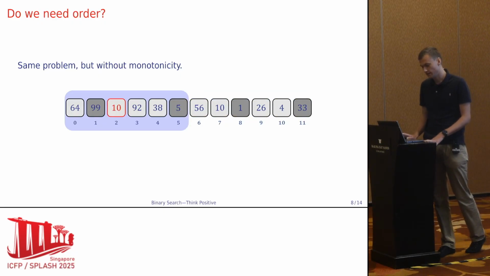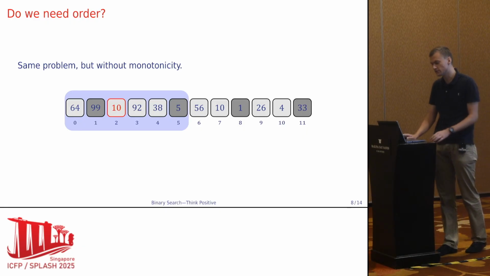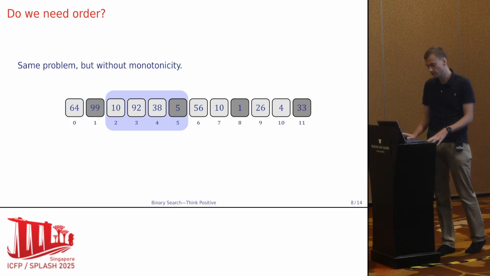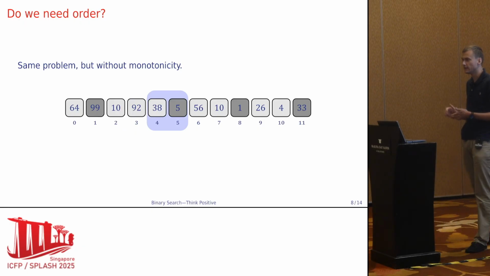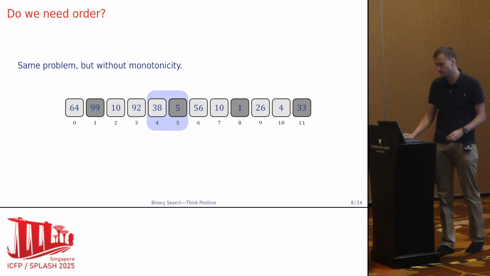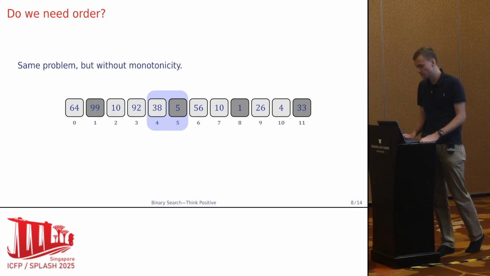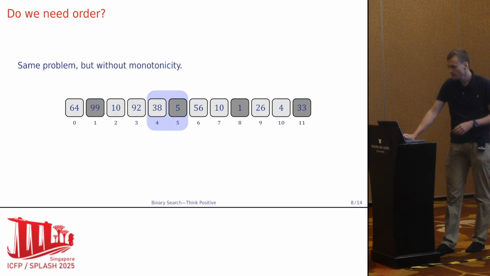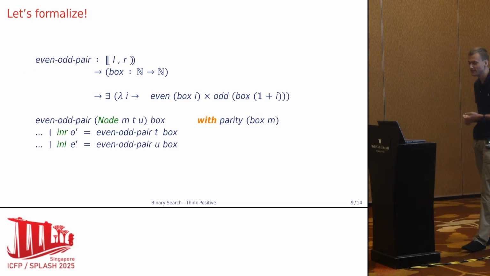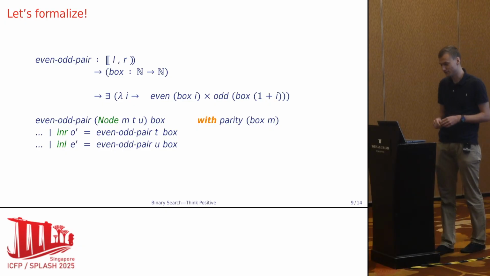We look at the middle value here. It's 10, so it's even. Again, we can't really talk about eliminating the left half. There's again an even odd pair there. Nonetheless, we go right and we perform the binary search and we find the even odd pair. Why did this work? Did I just choose a good example? So let's formalize this in Agda to make sure that this really works.